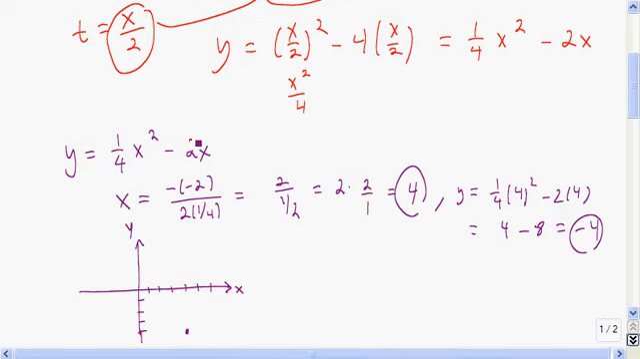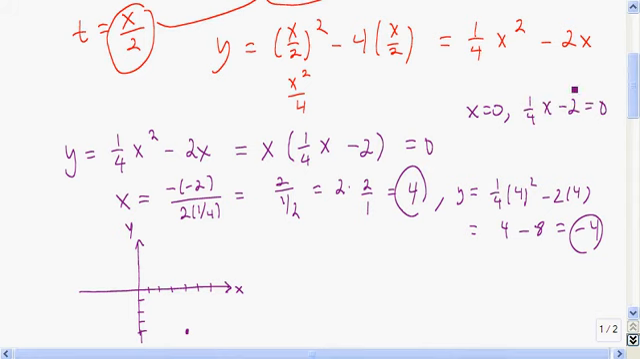Then to finish graphing this, I'll just find the x-intercepts of this function. To get the x-intercepts of that function, we'll factor it. So we can take out an x there. So we get x times 1/4 x minus 2. So the x-intercepts we get by setting this equal to 0. And so we find that x is 0, or 1/4 x minus 2 is 0. We get 1/4 x equals 2, or x equals 8. So the two x-intercepts are 0 and 8.